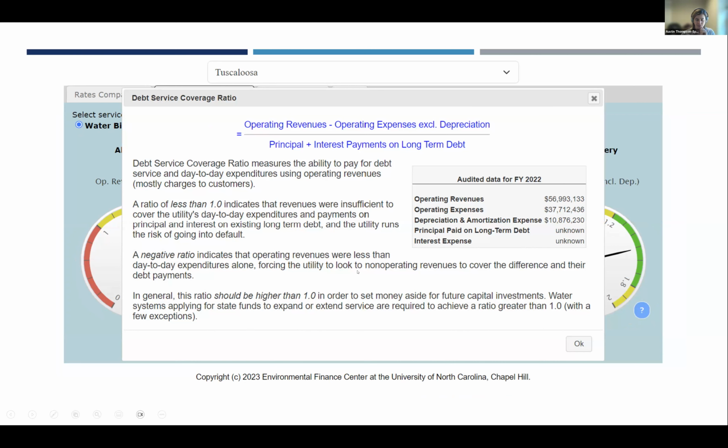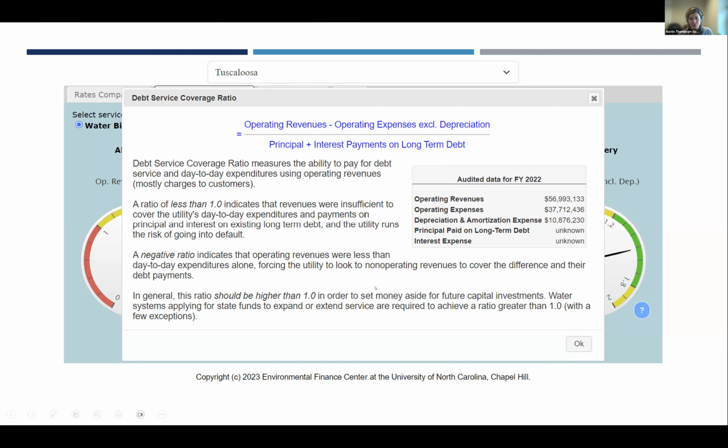So our debt service coverage ratio, I know this isn't necessarily the purpose of this webinar, to dive into these benchmarking tools, but this tells us once we pay our day-to-day expenditures with our operating revenues, how much money do we have left over to cover our principal and interest payments? This is stuff that folks who are lending money are going to be looking at. They want to make sure they get repaid, right? So they want to make sure that the operating revenues that the utility has set are sufficient to cover those day-to-day expenditures and have enough left over to cover those principal and interest payments.